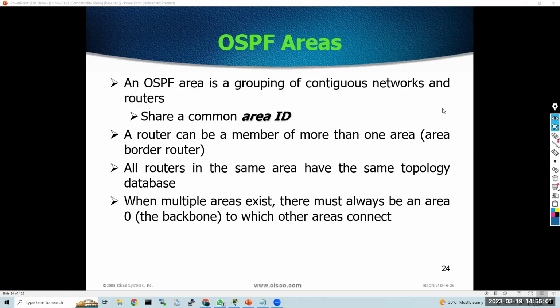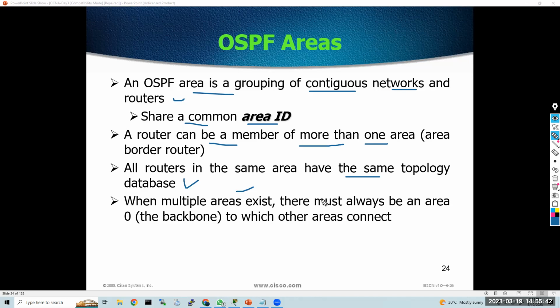One more thing: OSPF is a group of contiguous networks sharing a common area. Contiguous means you keep on sending the updates; we shall do that in the lab part. A router can be a member of more than one area. For one OSPF domain there might be any number of areas, 1, 2, 3, 4, 50, 60, because in one area they will have a lot of networks connected. All the routers in the same area have the same topology database. The topology will be the same because how it has been connected is the same; only the routing table will be unique.